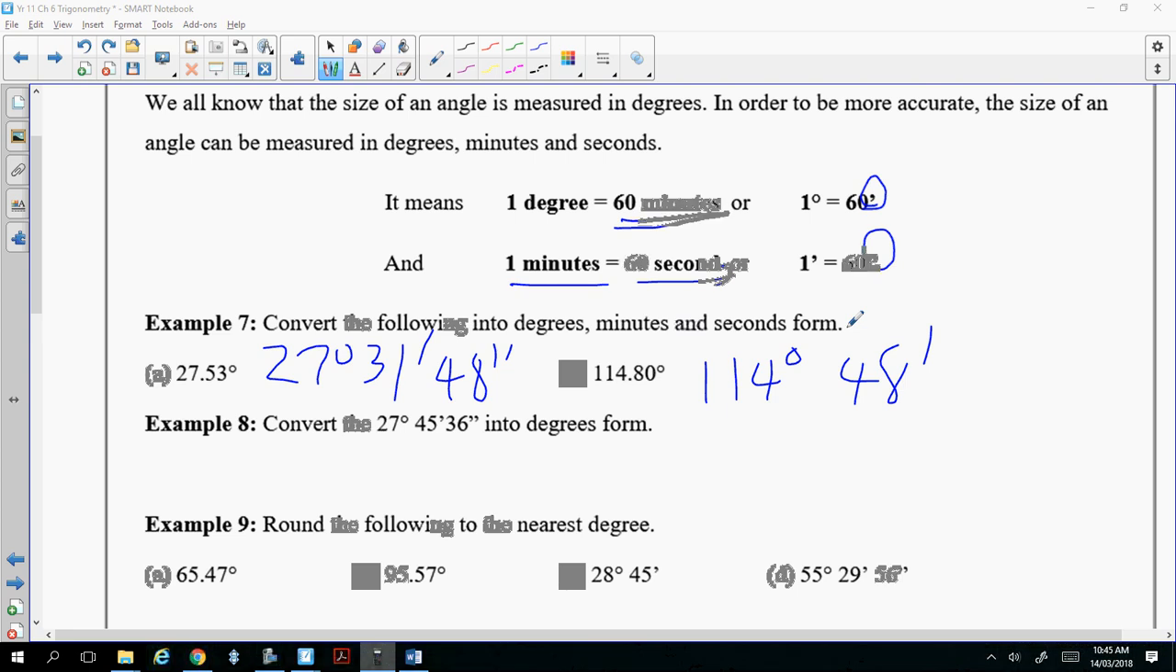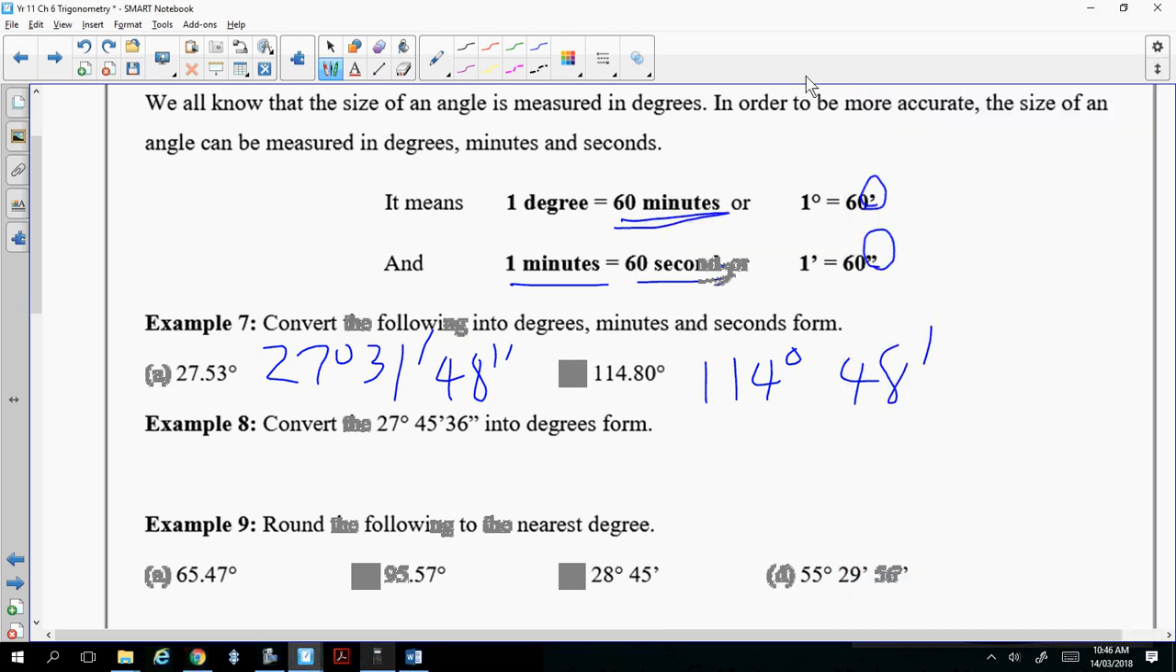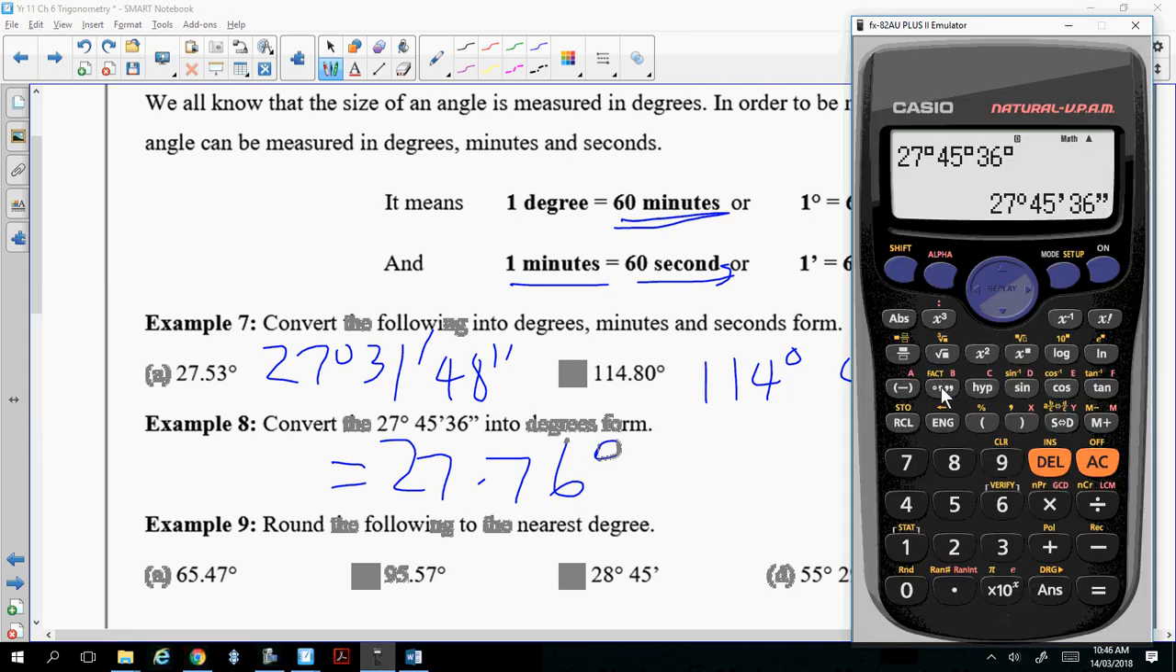So what if you want to change the degrees, minutes, seconds into degree form? So what you press is 27 degrees, 45 minutes, the same button, 36 seconds. Okay? Equal. And press the degree button again, so it becomes 27.76 degrees. Alright, so if I press that again, it switches between degrees-minutes form and decimal degrees form.